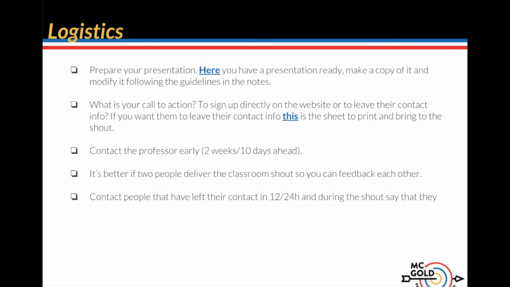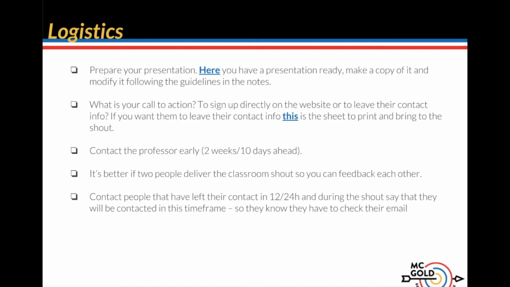Then a very important thing is that you have to contact the people that left your contact in 12 or 24 hours. And during the shout, say that they will be contacted in that time frame. Make sure that if you let more than 24 hours pass from the moment in which they signed the sheet, then probably you've lost those leads, because people will forget about the class shout. If you think about it, it's only a 3-minute presentation that you have during the class, so it's not something that really sticks to you.